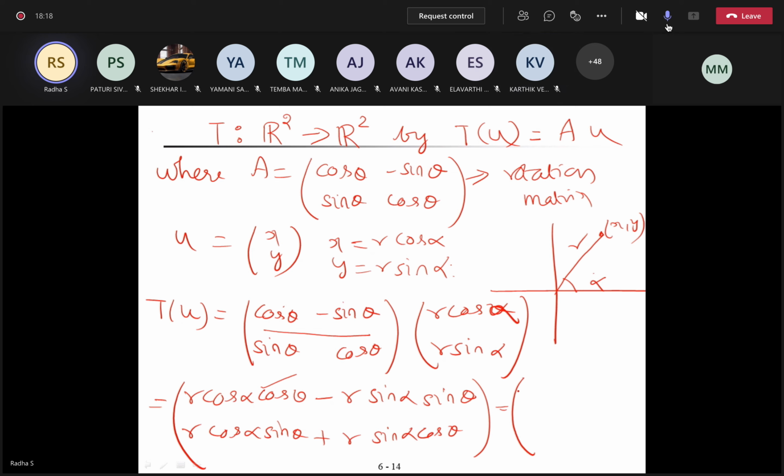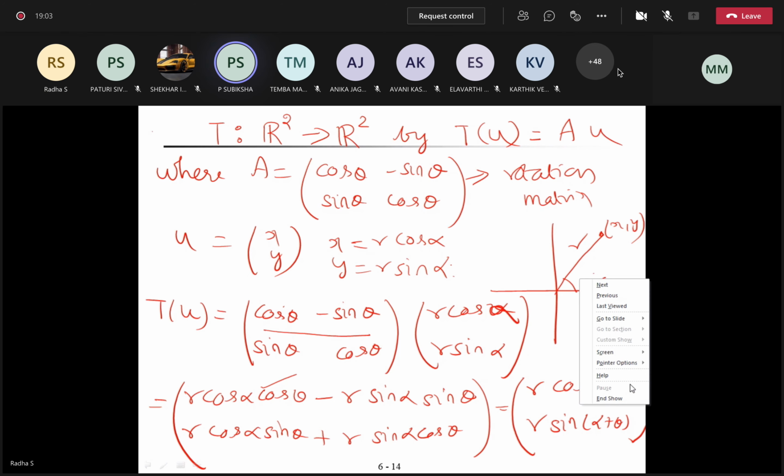r into cos of alpha plus theta. What is cos of A plus B? cos A cos B minus sin A sin B. So it is cos of alpha plus theta. And if you take r outside, cos alpha sin theta plus sin alpha cos theta is sin of alpha plus theta. So I started with r cos alpha, r sin alpha, but now I got a new vector, r into cos of alpha plus theta, r into sin of alpha plus theta. What is the change you observe? What happened to the vector now?